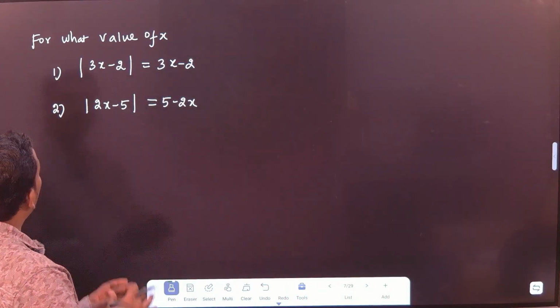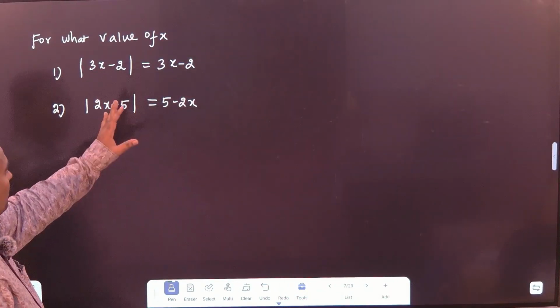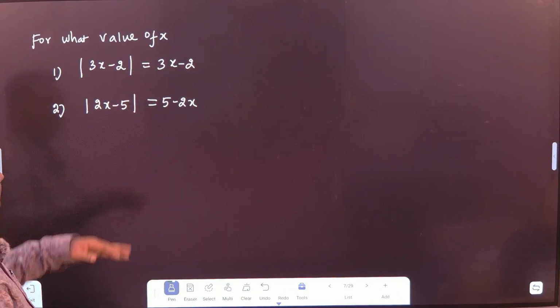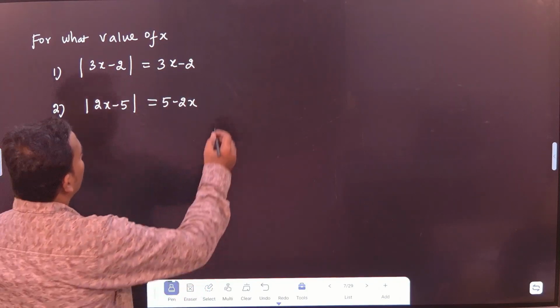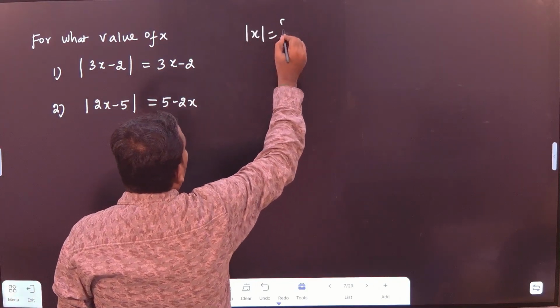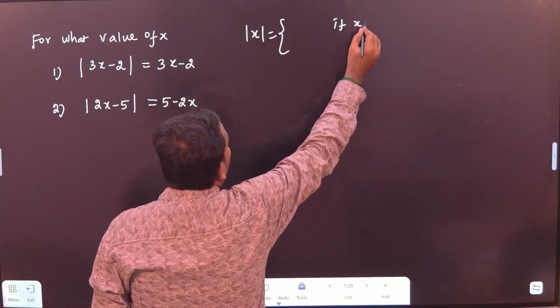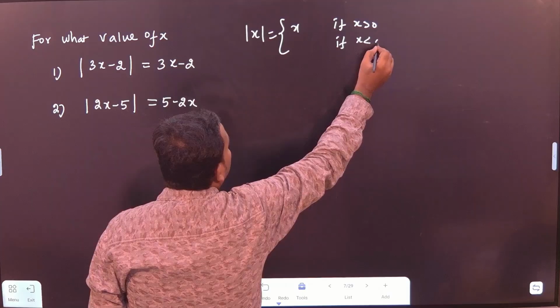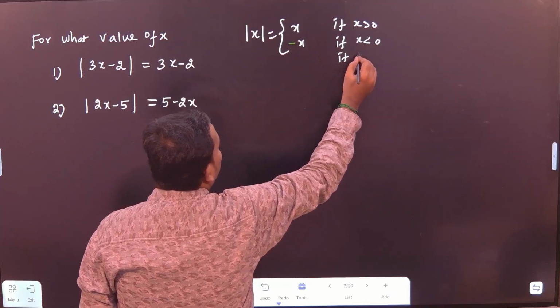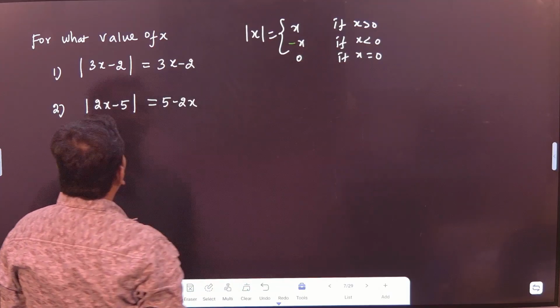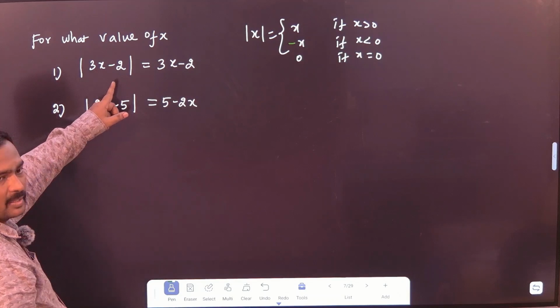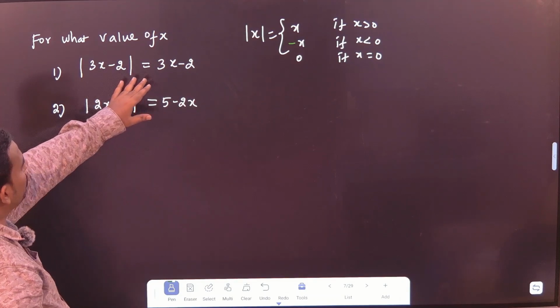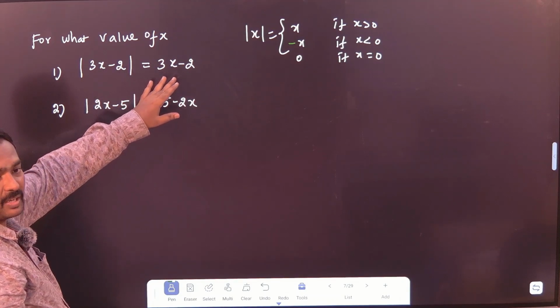Okay, you can see: for what values of x is mod 3x minus 2 equal to 3x minus 2? You know the definition of mod x is what? If x is greater than 0, x, the same. If x is less than 0, minus x. If x equals 0, 0. Now in this case, the first one, you can see mod 3x minus 2 is equal to 3x minus 2. The same value you are getting.